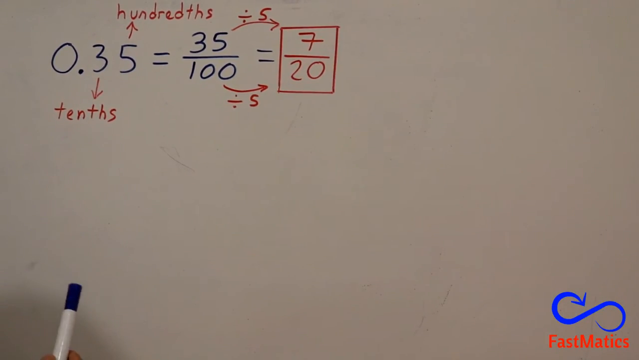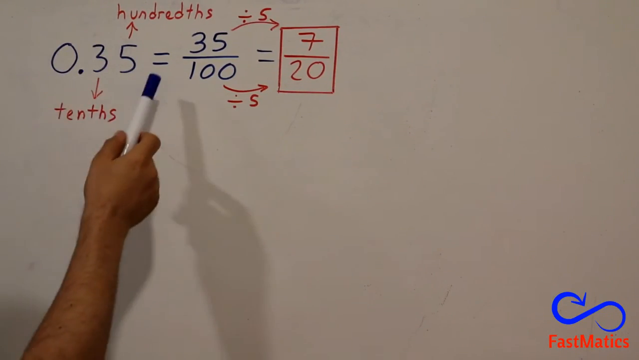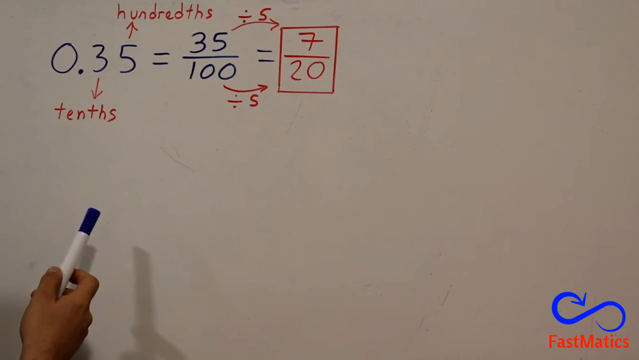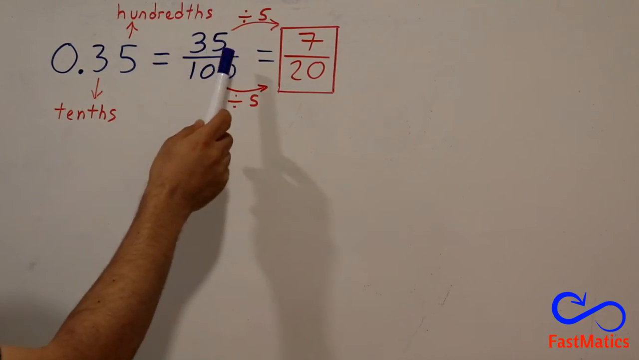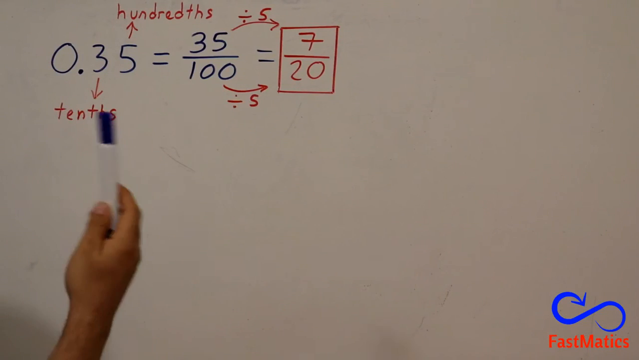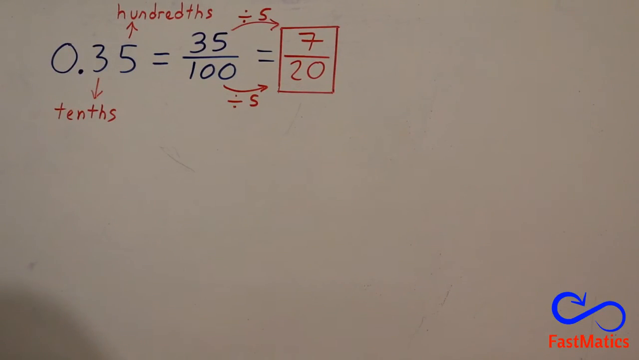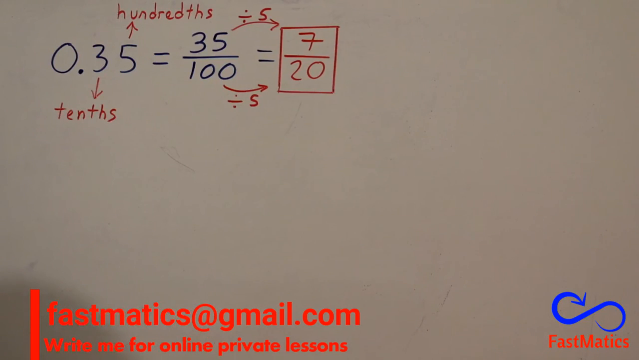We have to mention that 35 over 100 is 35%. We can read 0.35 as 35%, or also 35 over 100 as 35%. But that's another video. Here we see that 0.35 is 7 over 20. The final answer.